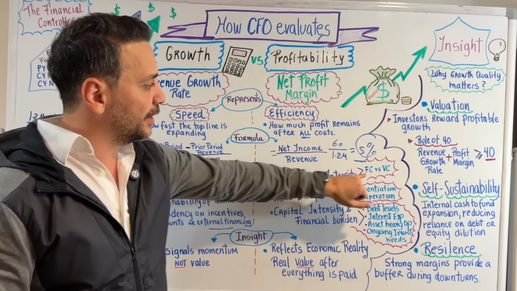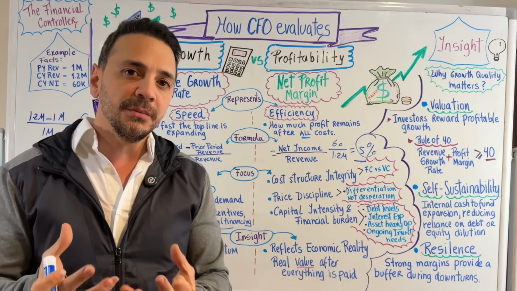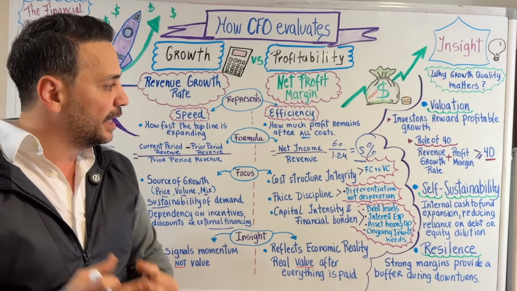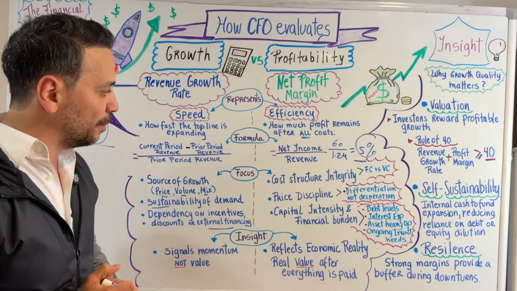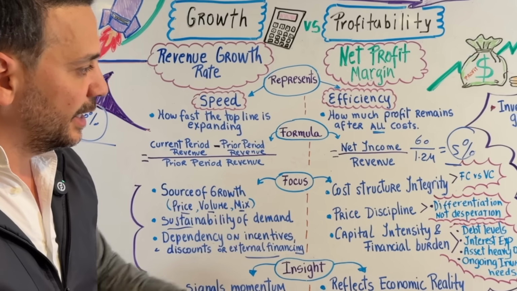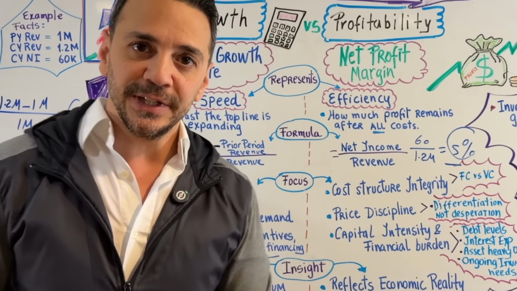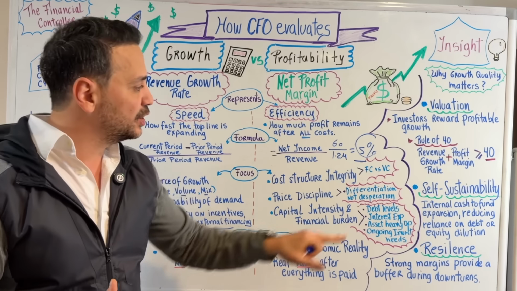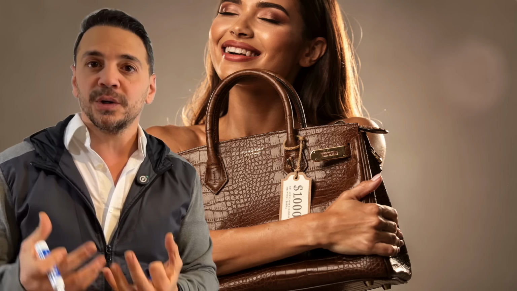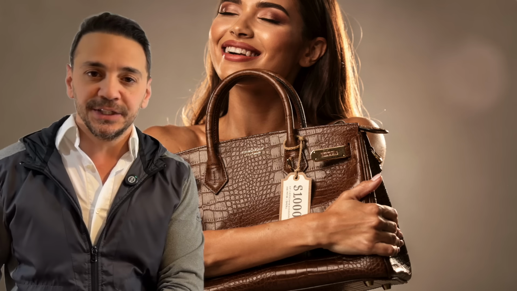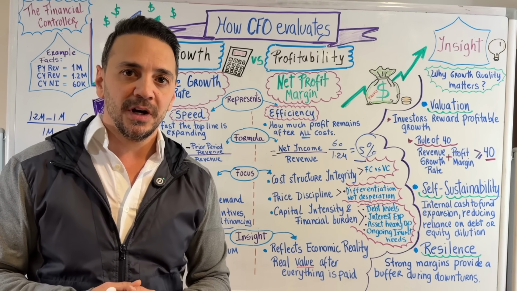So looking at the fixed cost and the variable cost and trying to optimize both of them is going to be a big focus for a CFO. Price discipline. So price discipline is going to be about differentiation, not desperation. So when you set your pricing, it needs to be about creating an experience or a product that is so superior to your competition that people will come and buy your product.